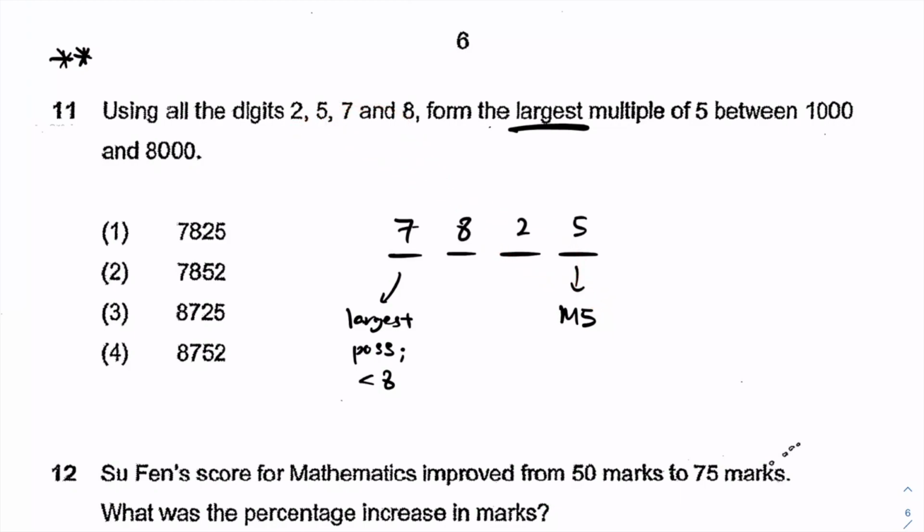So let's fill in the numbers here. It's largest possible. That's under 8,000. That's a 7. Right, next largest possible will be 8 here. Okay, I need that 5 to be the last digit in the ones place because that gives me a multiple of 5. Fill in 2 over here, and therefore the answer is number 1.